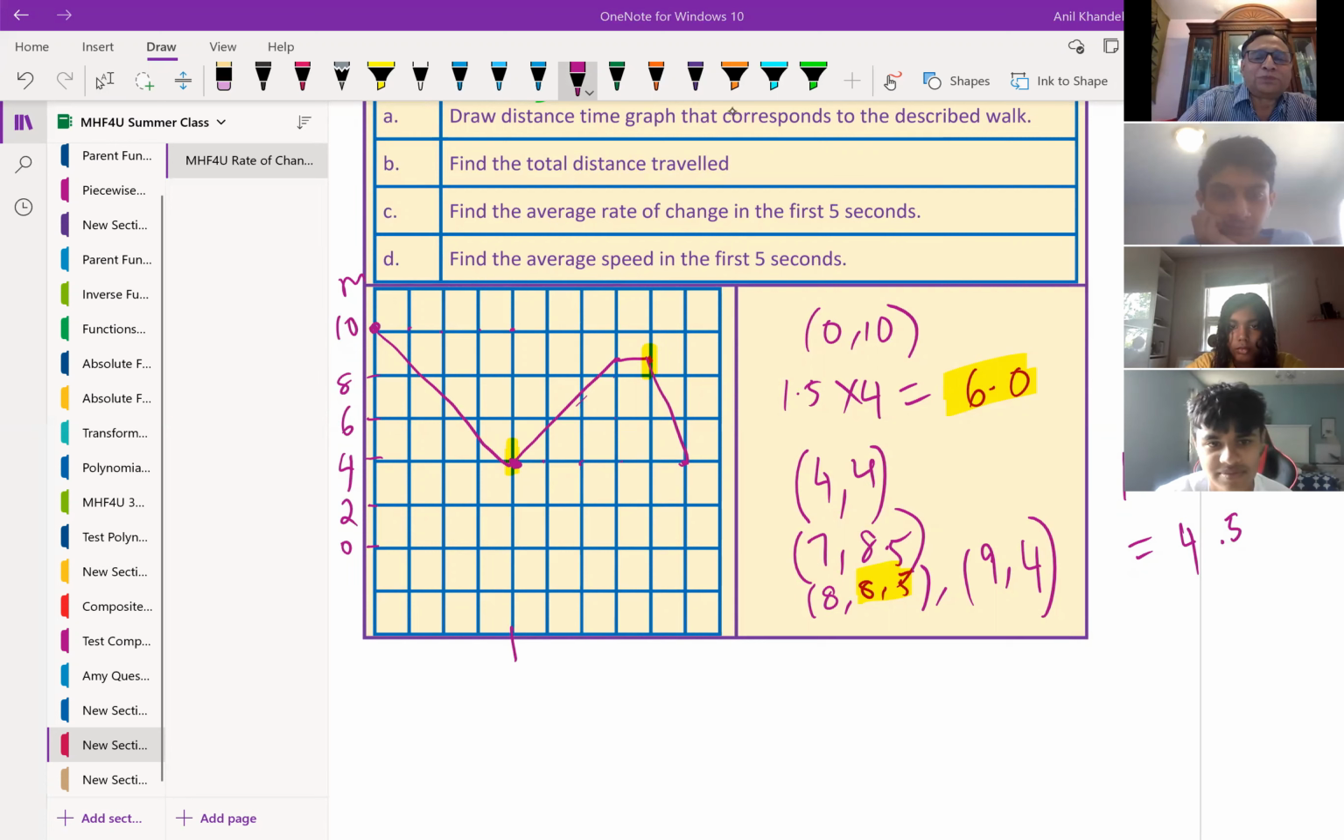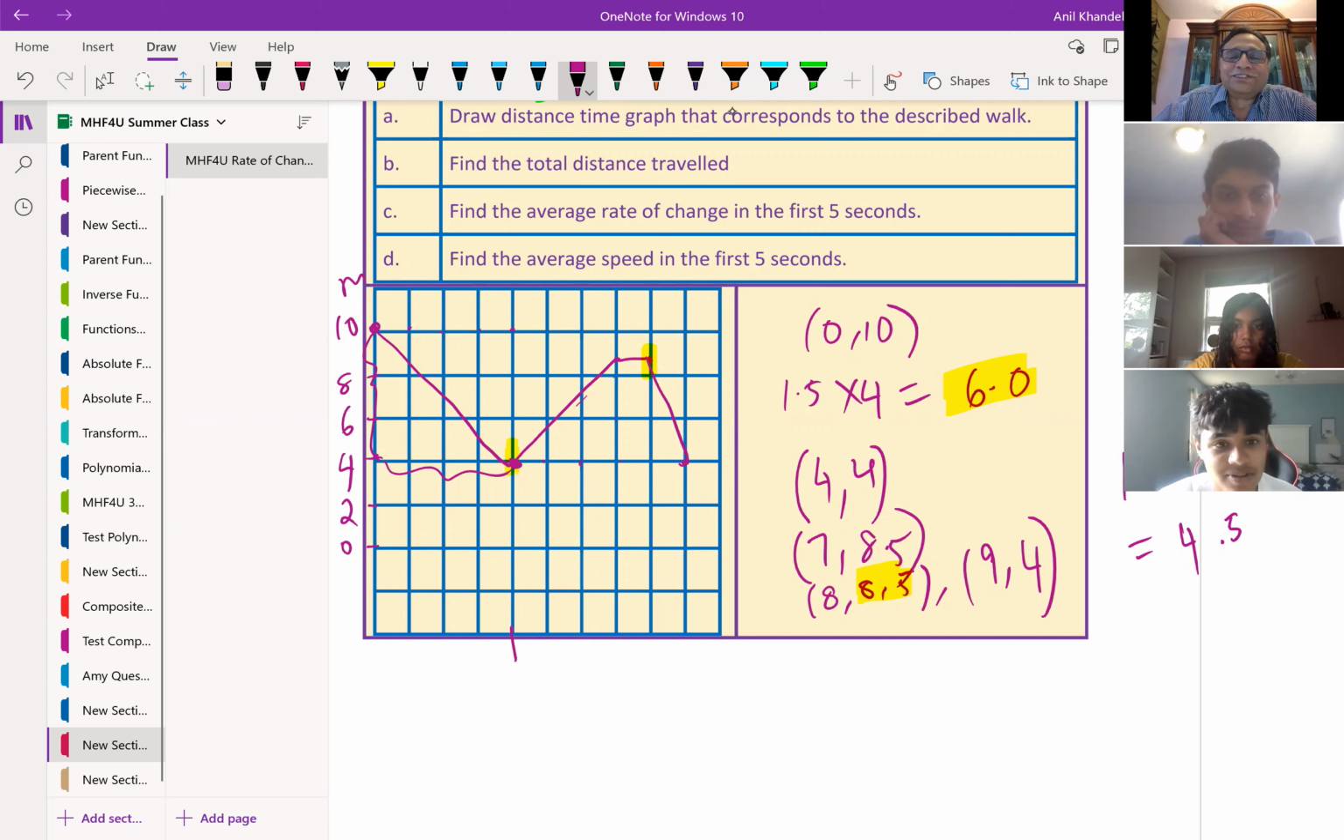You will calculate the rate from the slope, rise over run, for 4 seconds. Is that clear to you? And then what happens? Okay. So 1, 2, 3, 4. What is 4 divided by 3? That would be 1.5.